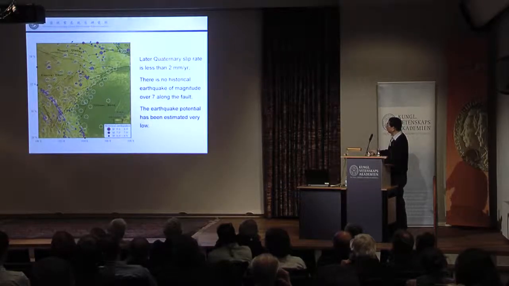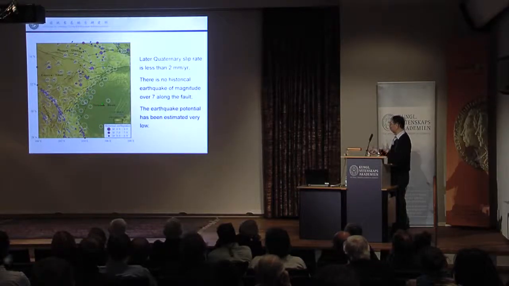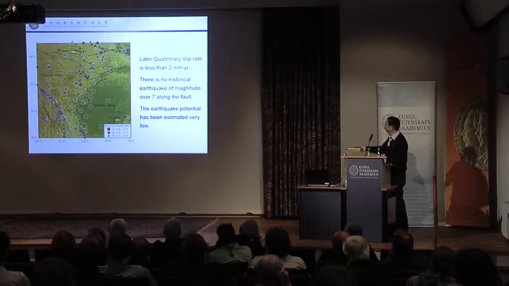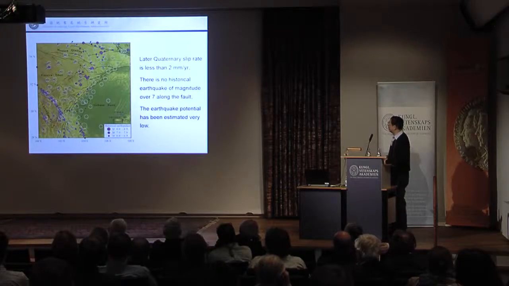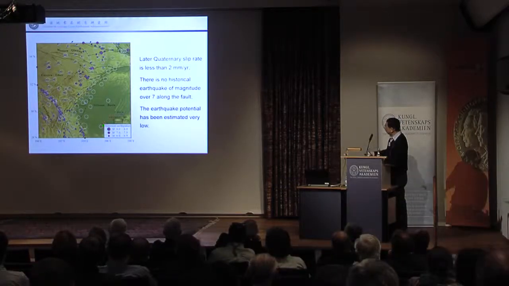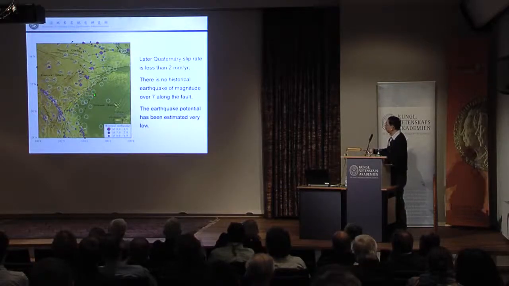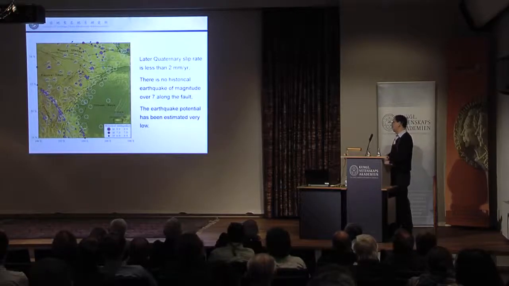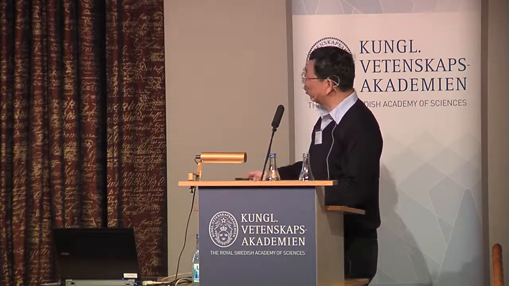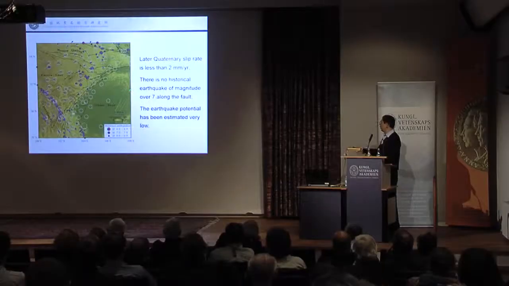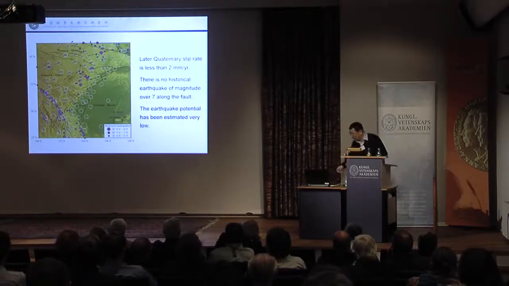The GPS vectors in this map are relative, with translation. And you can see almost no deformation between the Sichuan Basin and the Longmen Shan. The deformation all occurred west of this fault, which we call the Longriba Fault. Between the Longmen Shan and the Sichuan Basin, there was almost no pre-earthquake deformation. If you look at the historical earthquakes, we see no earthquake with a magnitude over 7 occurred along this fault during the past almost 3,000-year history. Therefore, the earthquake potential of this fault was estimated to be very low.